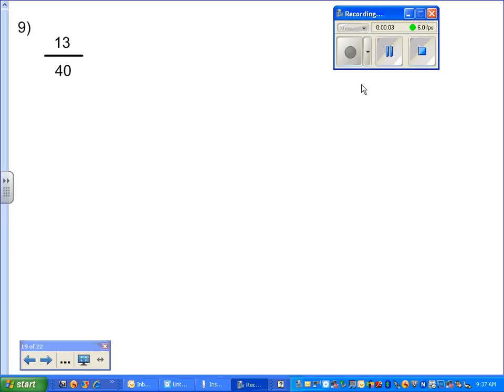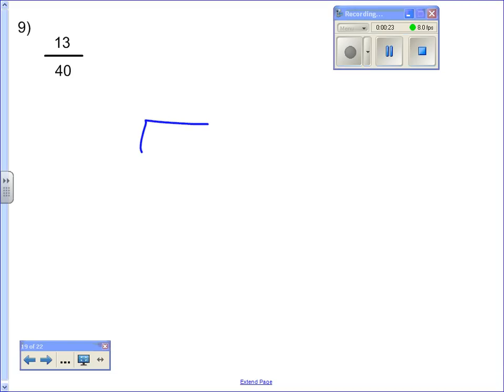Okay, I'm going to go ahead and go over some problems from tonight's homework for you guys to look at home. The first one that I'm doing is on page 52, and it's number 9. It asks you to take 13/40ths and turn it into a percent. So the first thing that we have to do is divide.